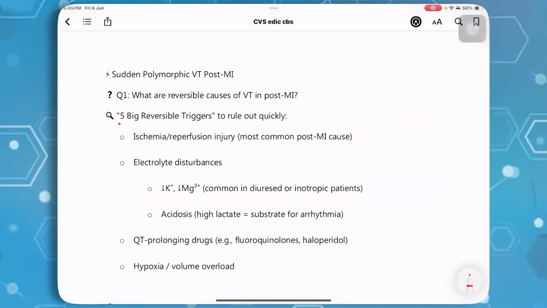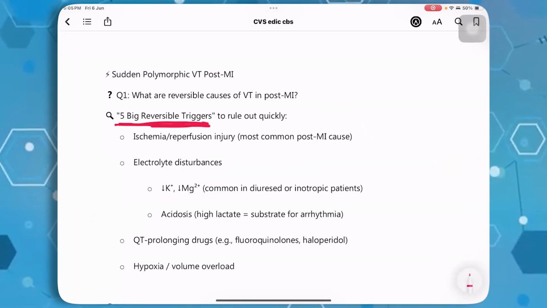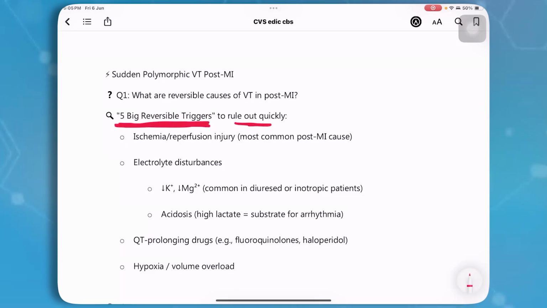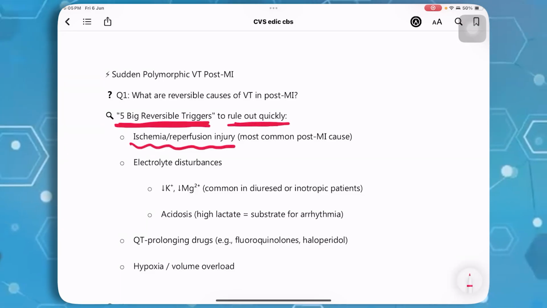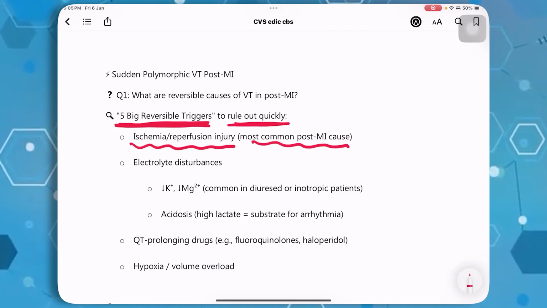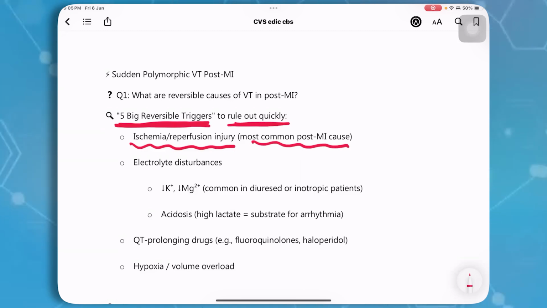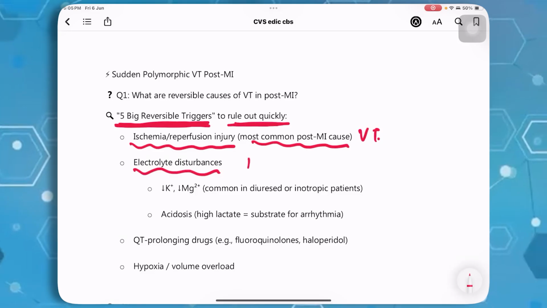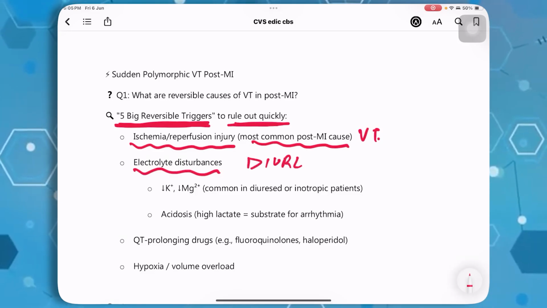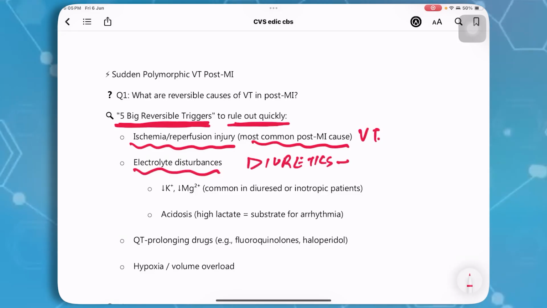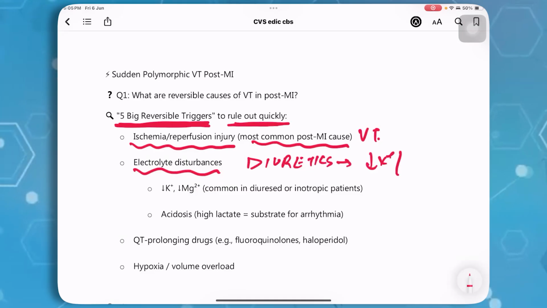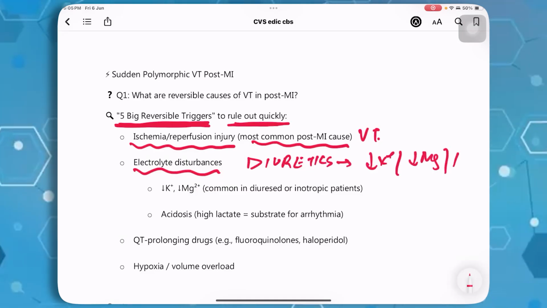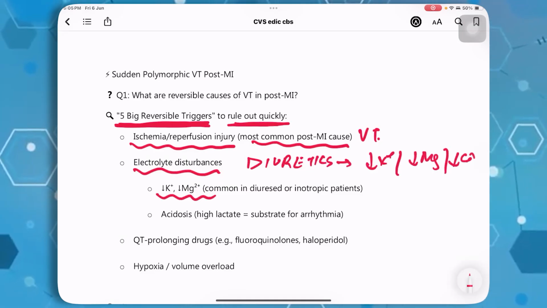So there are 5 big reversible triggers. You should learn them and rule them out quickly. Immediately, it is reperfusion injury or ischemia, which is the most common cause of post-MI ventricular tachycardia. Second is electrolyte disturbance. These patients are put on diuretics, so they can have low potassium, low magnesium, low calcium. So these are very important.